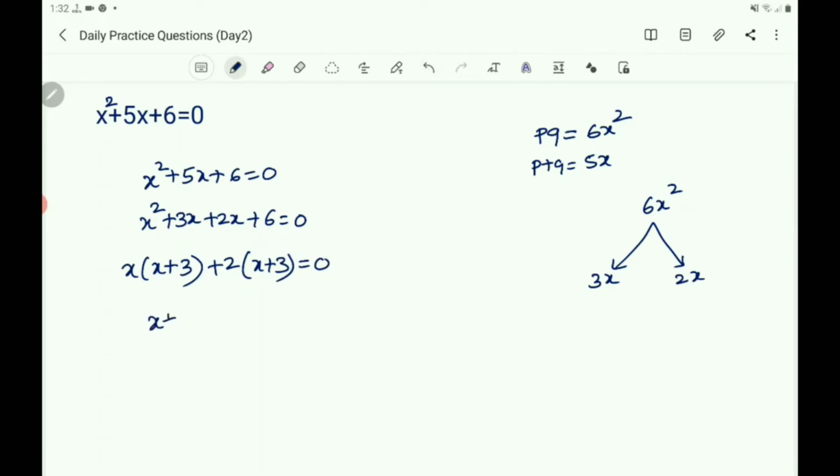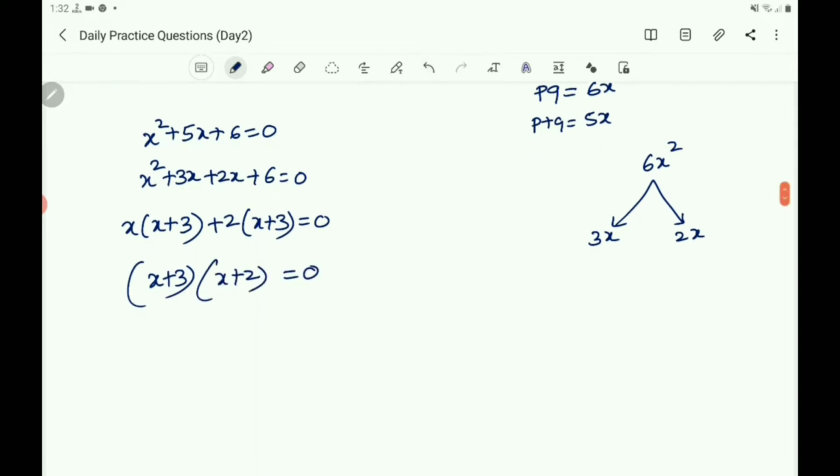You write x plus 3, and in the other bracket you write x plus 2 equals 0. Now you equate each factor to 0. You write x plus 3 equals 0, or x plus 2 equals 0.